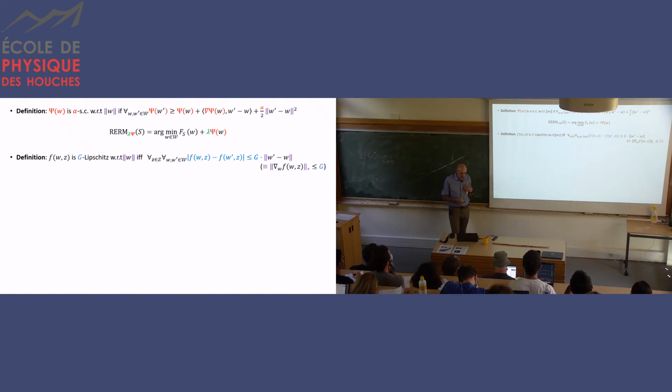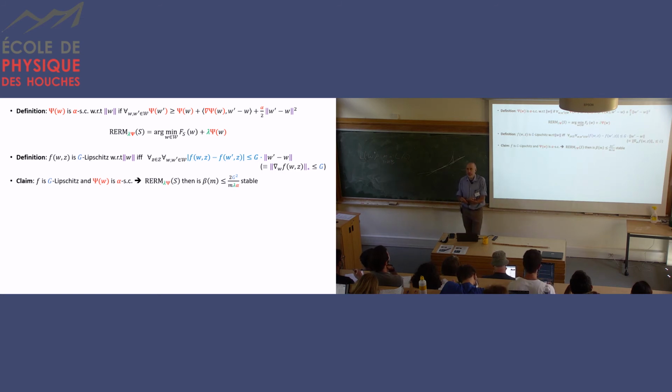So if indeed I have a regularizer that's strongly convex and the objective is Lipschitz, then regularized ERM is stable with a parameter that depends on the Lipschitz constant of my objective, the amount of regularization I added, the strong convexity parameter of my regularizer, and scales as 1 over the number of examples.